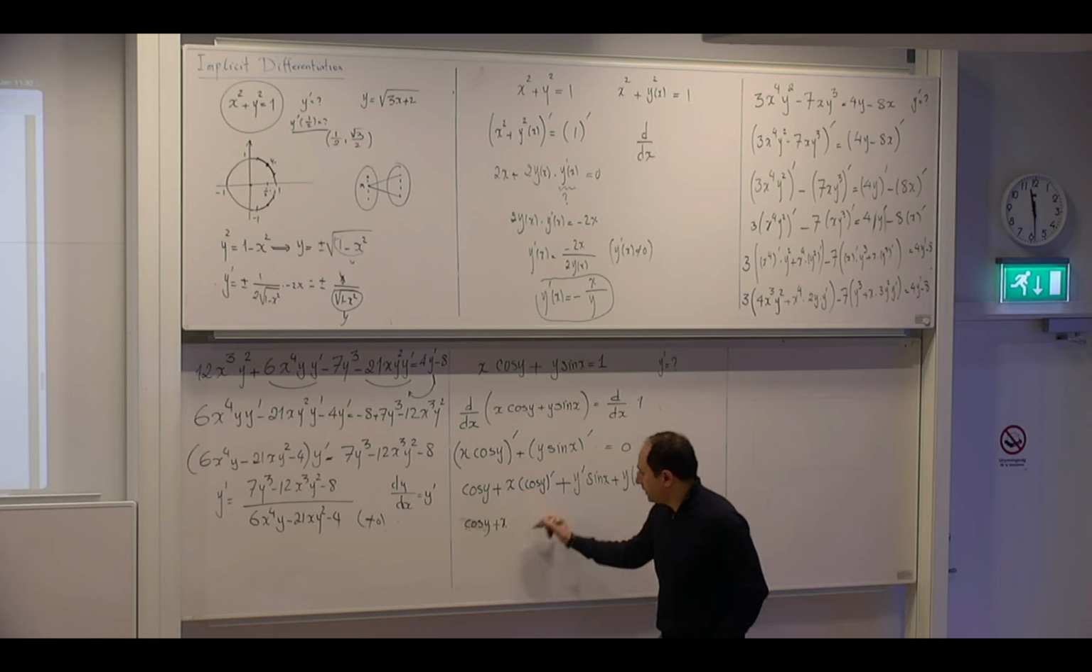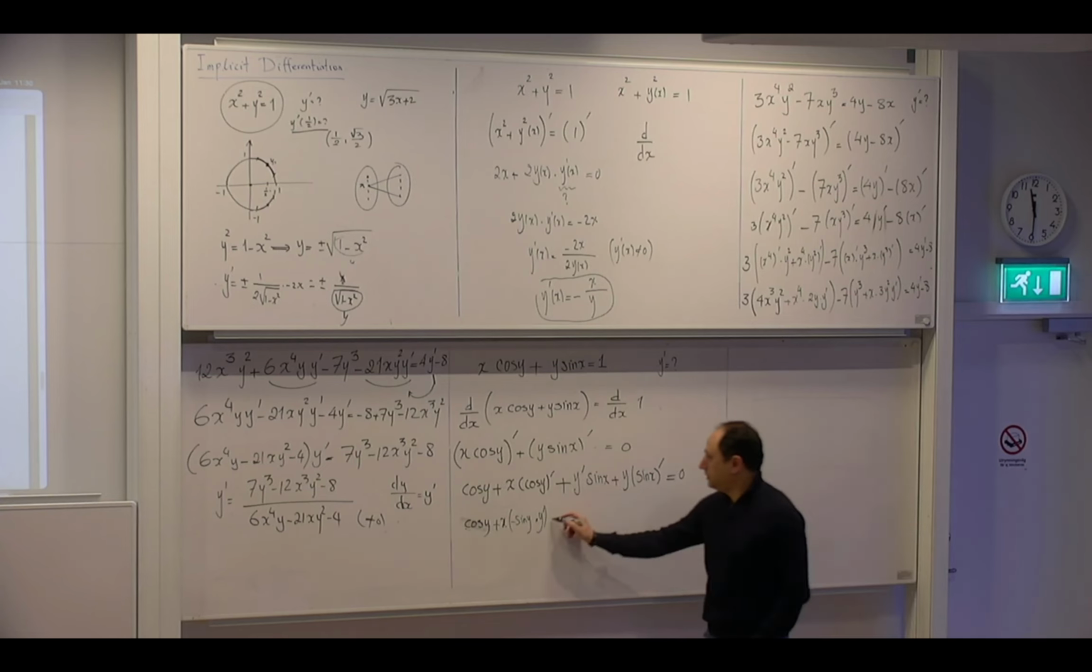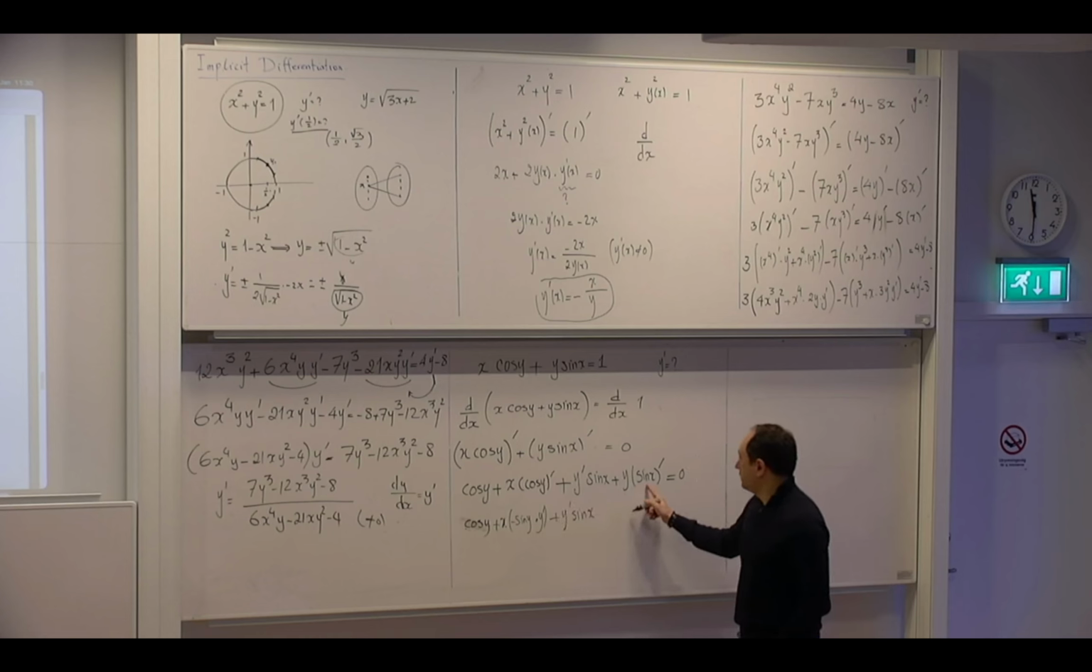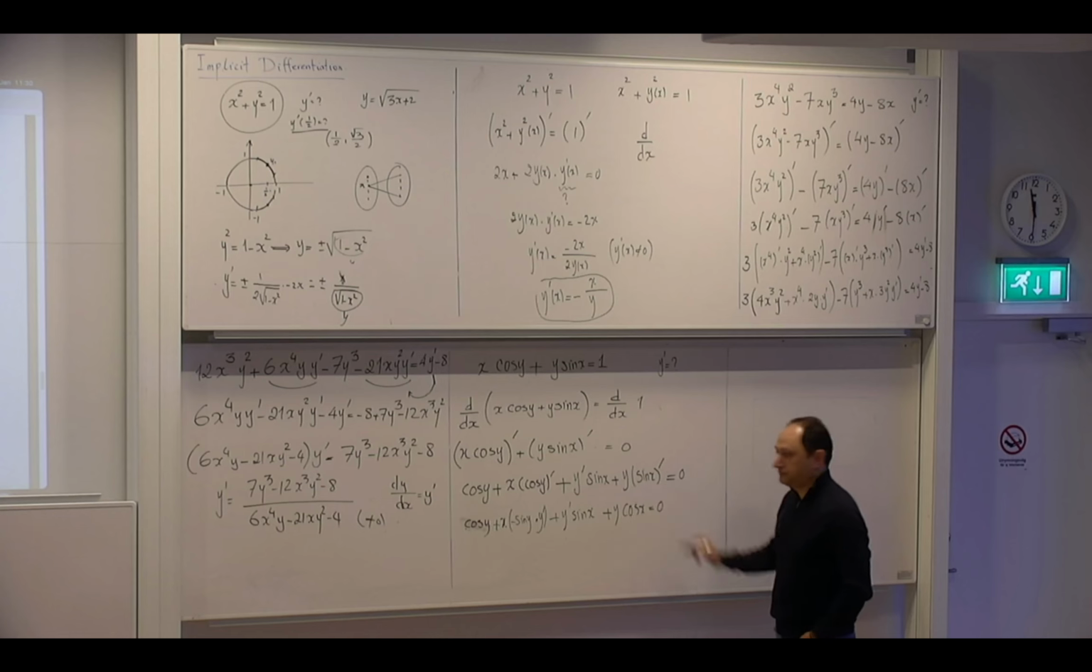For this one, help me. Minus sine y, but multiplied by y prime. That's the only thing you have to be careful. And this I copy and paste. And this one, it's just a normal formula in the table, which is cosine x. And it is 0. Yes?